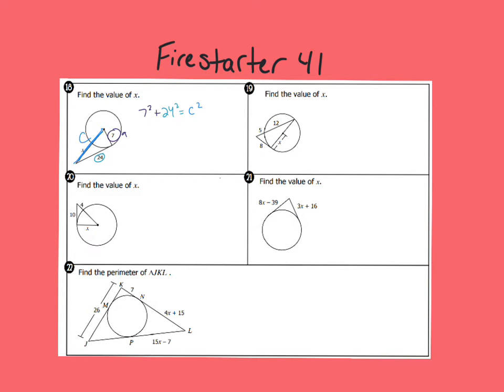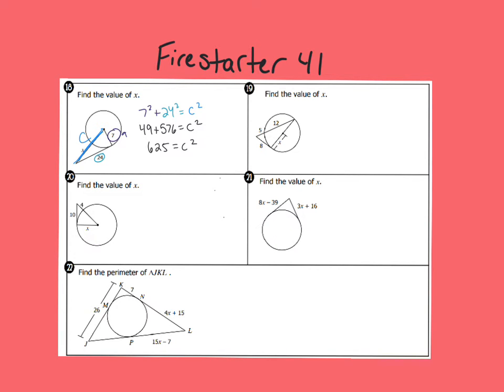So 7 squared is 49, and 24 squared, if you didn't know, is 576. So I have 49 plus 576 equals c squared. Now I'm going to add 49 to 576, and I end up with 625.